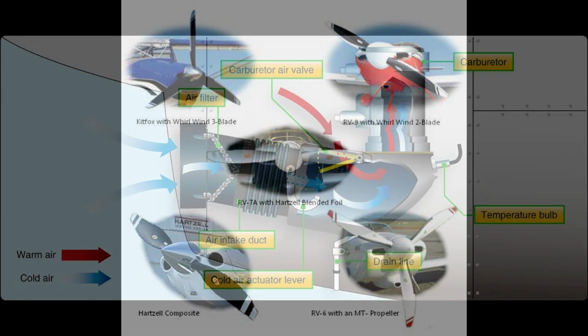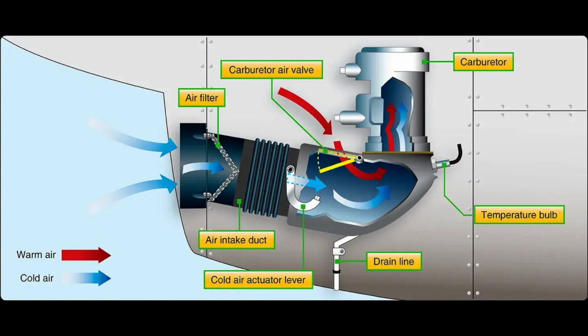Induction systems. The induction system brings air in from the atmosphere, mixes it with fuel, and delivers the fuel/air mixture, or fuel/oil/air mixture for two-stroke engines, to the engine intake and to the cylinders where combustion occurs. Outside air enters the induction system through an air filter on the engine. The air filter inhibits the entry of dust and other foreign objects.